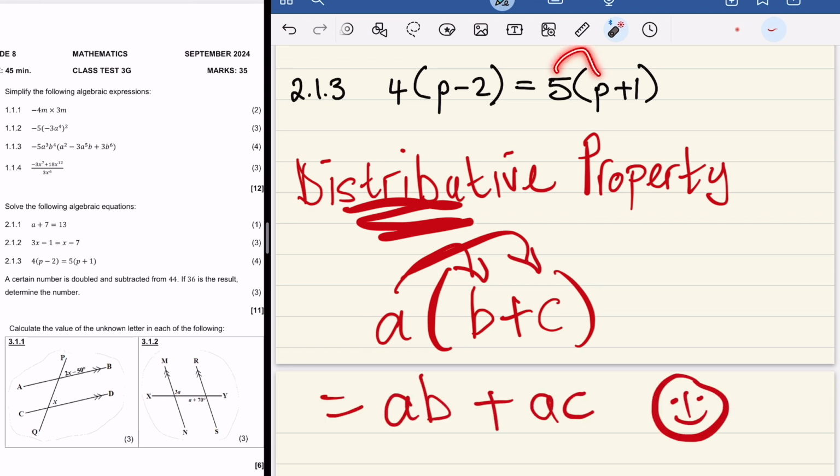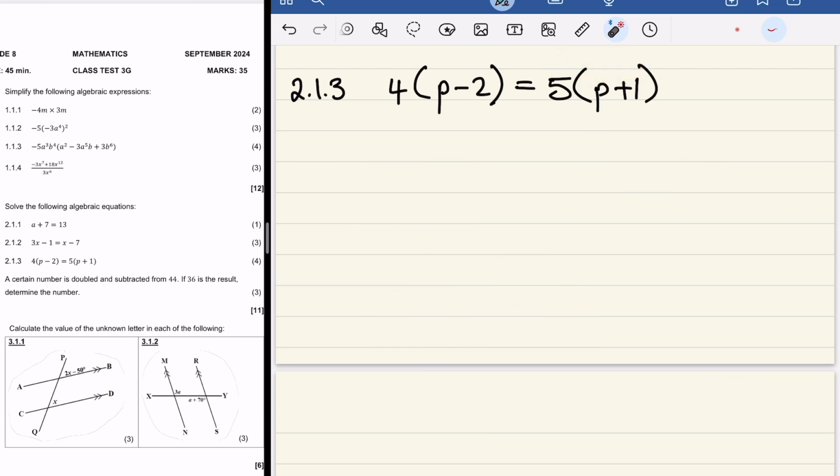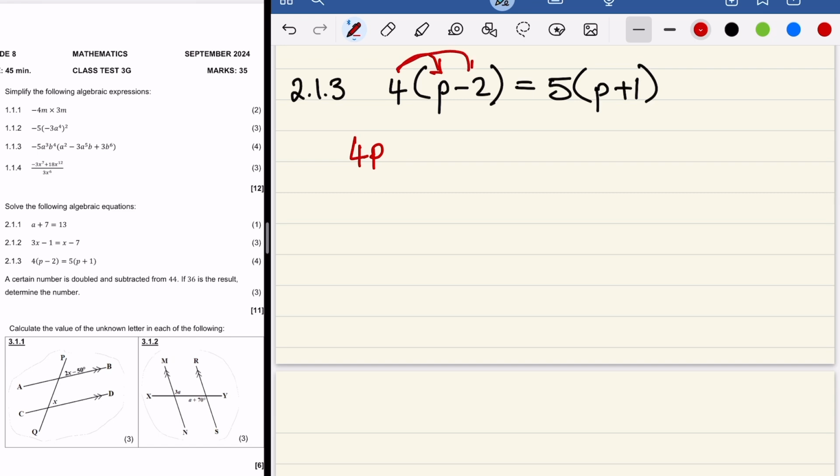And I of course can do the same thing here. There's nothing complicated about applying that rule or that process. If we do it slowly, we can see what's going to happen here. I've got my 4 and I'm multiplying it with a p. So I'm going to get 4 times p, or 4p. Then I'm going to take my 4 and multiply it with a -2, and I'm going to get -8.